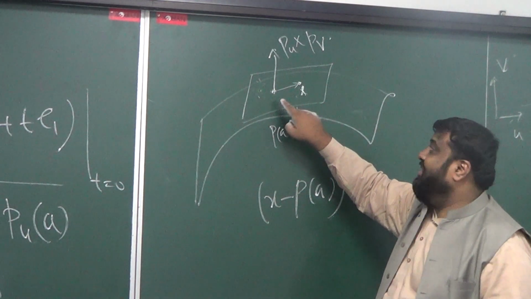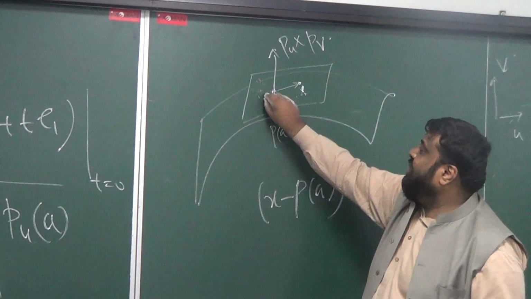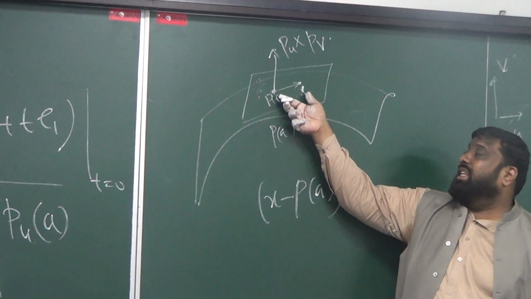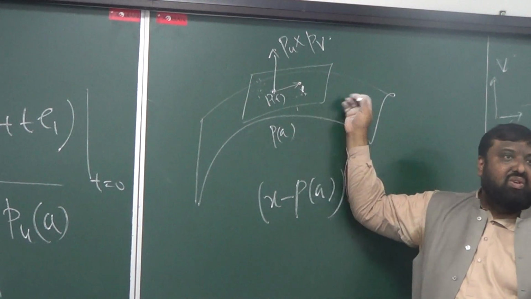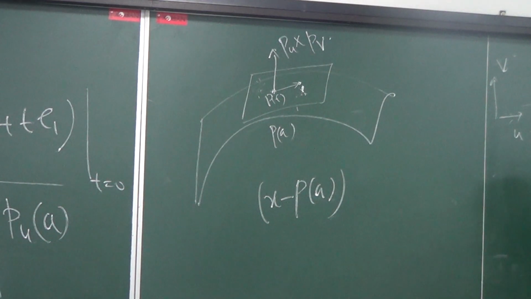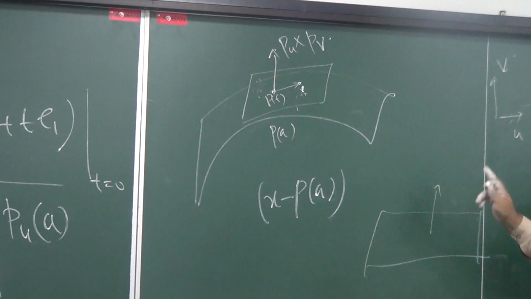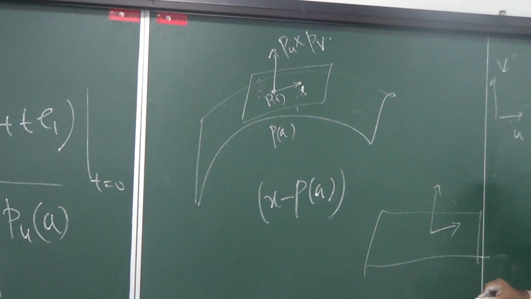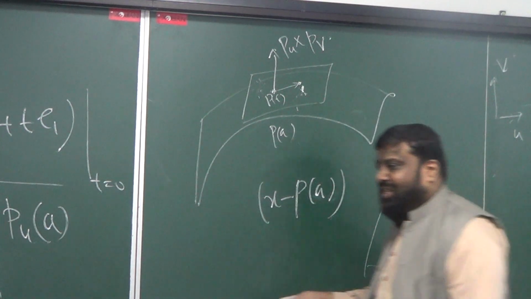Can you see it? Why? Think about it. So you have x minus P of A, so the P of A is this vector, and you take x minus P of A, so take this vector, and then you are saying that this would be a tangent plane if this vector is orthogonal to PU cross PV. Why? Think about it. Because if you have a plane and you have a normal vector onto this plane, and you take any tangent vector, that tangent vector, or any vector that lies in the plane is going to be orthogonal to this normal vector actually.